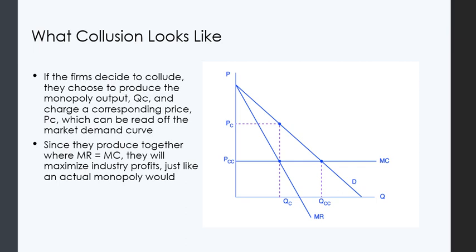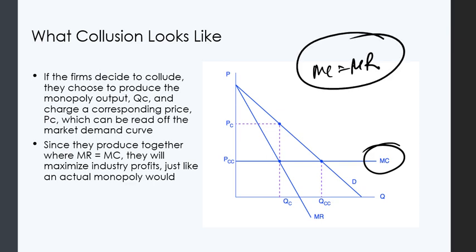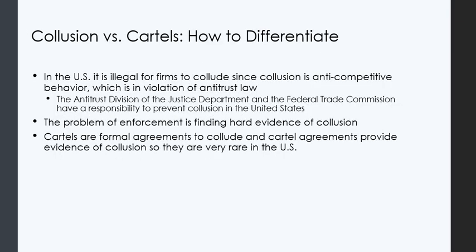What collusion looks like is this. As you can see, this is the marginal cost curve and the demand and MR curve structure. They produce together where MC equals MR for sure. But remember that price is greater than MC, not equal to it; it is MC that is equal to MR. So price is greater than the marginal revenue, and they maximize industry profit just like an actual monopoly would do. Now everyone wants to be a monopolist at the end of the day, right?